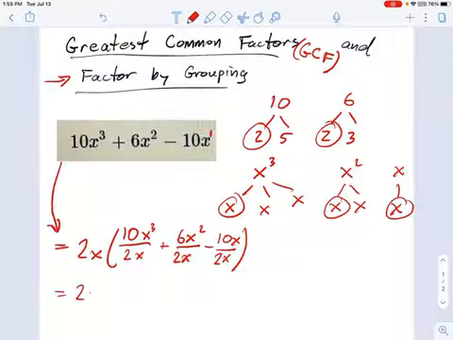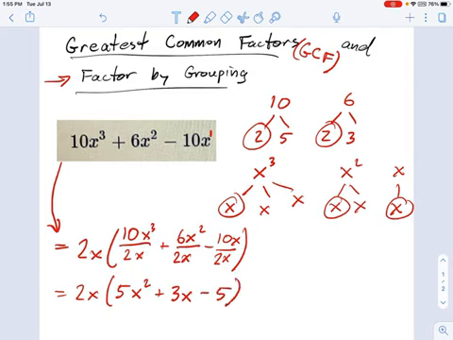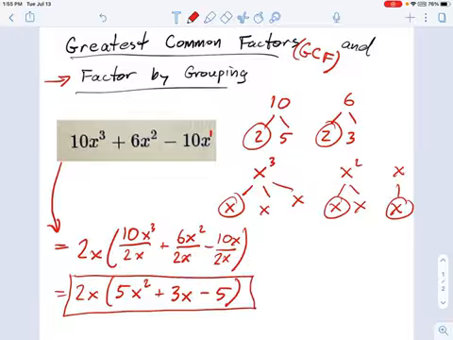So I keep that 2x outside, and I say, what is 10x cubed divided by 2x? Well, that's just 5x squared. And 6x squared divided by 2x is just 3x, and 10x divided by 2x is just 5. So here we have a GCF that we've pulled out. That's the greatest common factor. And when you are factoring, there's all sorts of factoring techniques that we'll get into. GCFs are what you always look for first, because if you find one, it makes everything else after that easier.